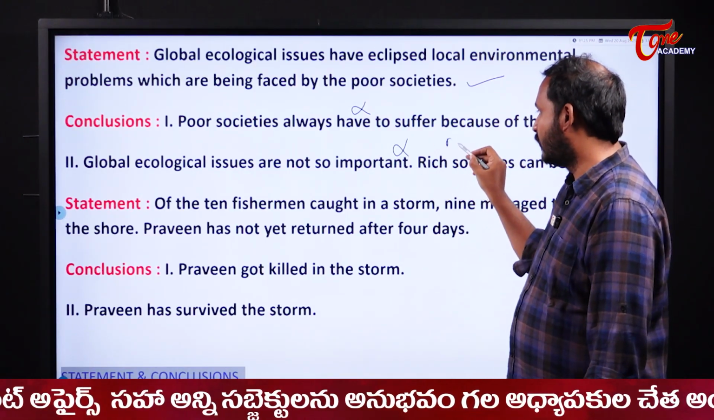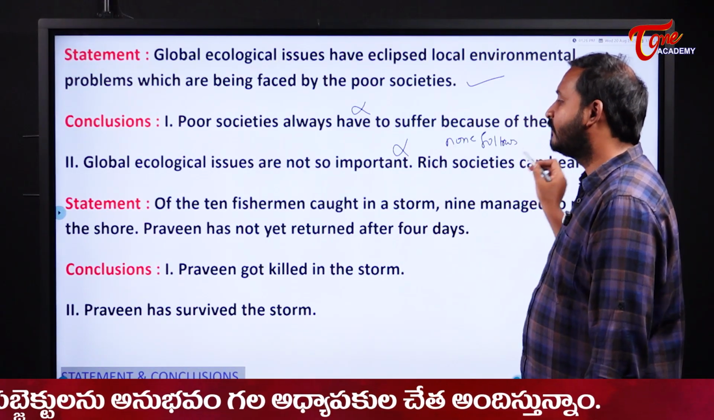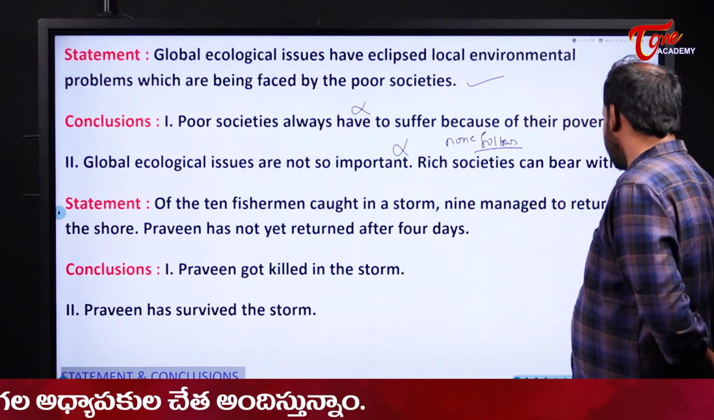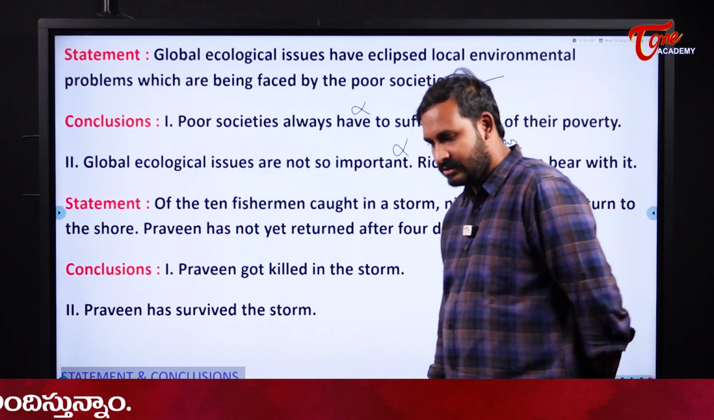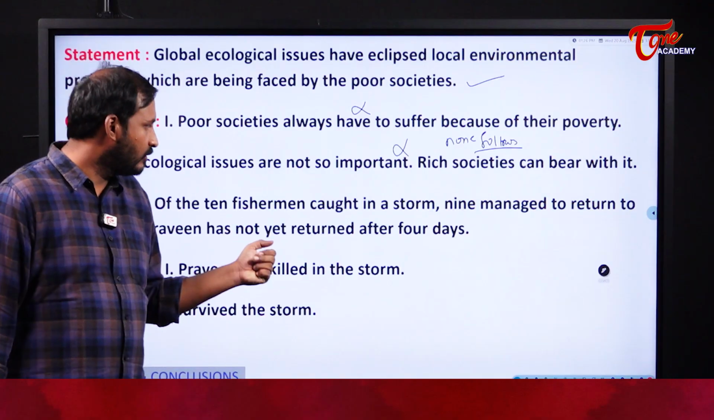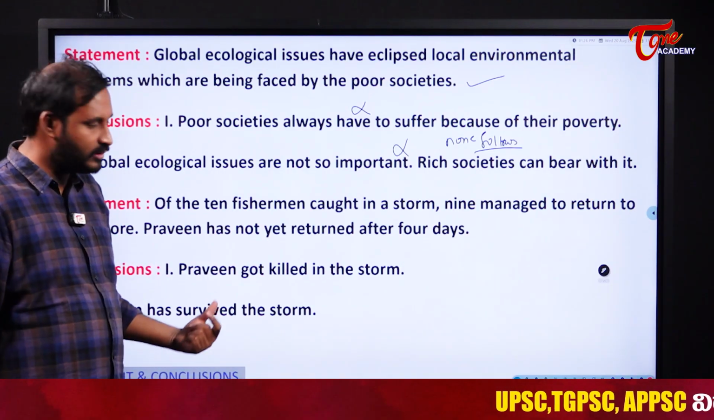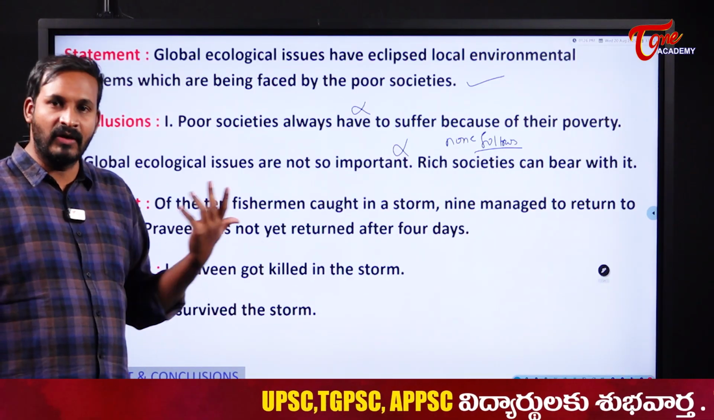So here none follows. Next, of the 10 fishermen caught in a storm, 9 managed to return to the shore. Praveen has yet to return after 4 days. Out of 10, 9 returned to the shore, and Praveen has not yet returned after 4 days. So what are the chances?